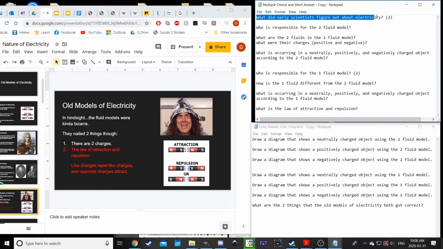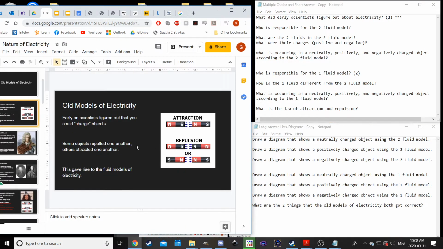You say, what did the early scientists figure out about electricity? Well, I can't remember. It's too early. So if I don't know it, I'm going to put star, star, star. I'm going to go find out. Early on, scientists figured out you could charge objects. So charge objects is one of them. And some objects repelled one another while others attracted. So that's the second one. Okay, those are the two points I need to know. And that star means I didn't get it. Then I move to the next one.